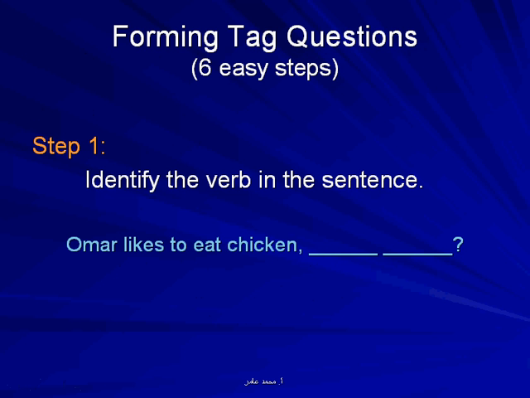Forming tag questions. Six easy steps. Step 1. Identify the verb in the sentence. Omer likes to eat chicken. The verb here is likes.